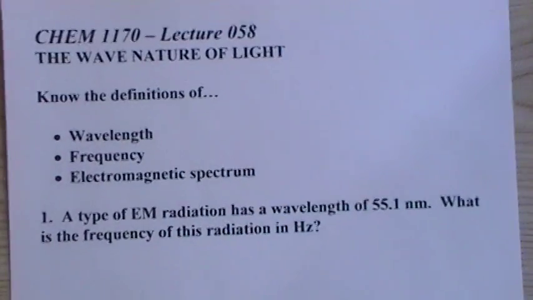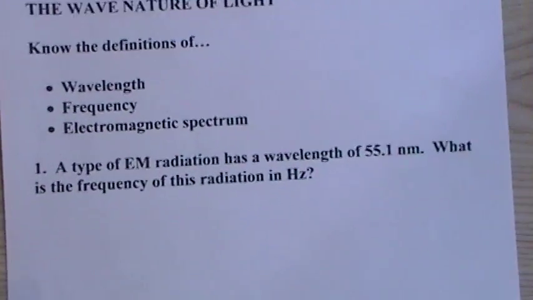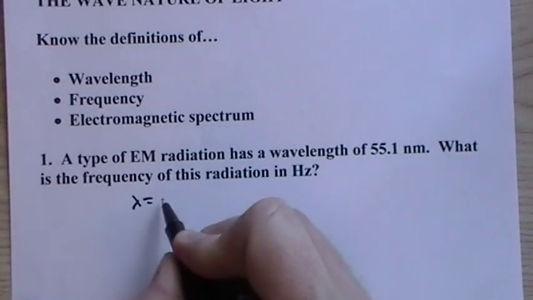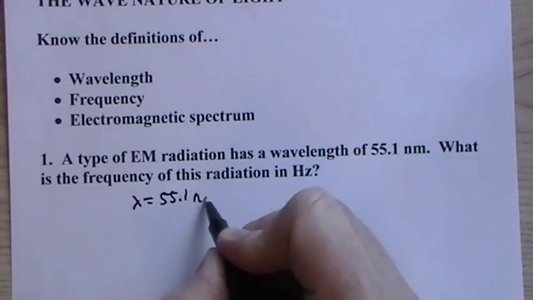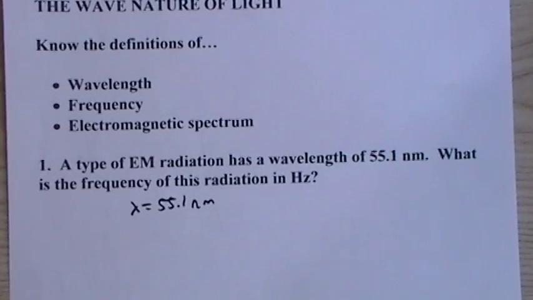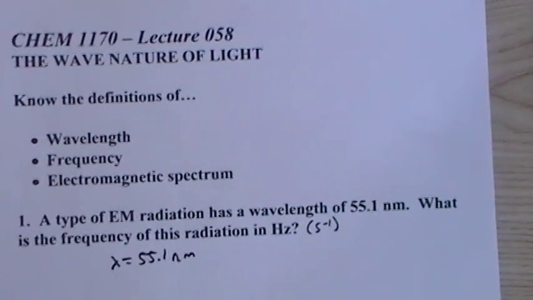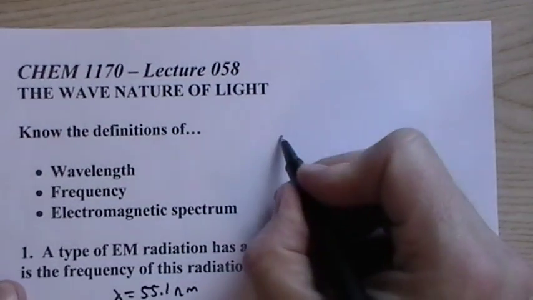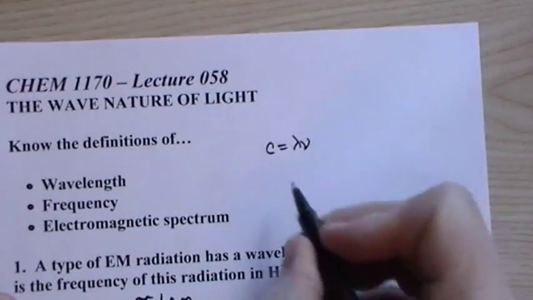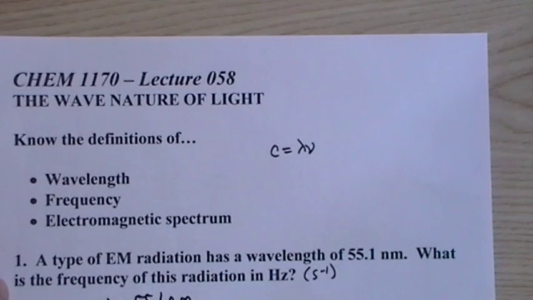Okay, so a type of EM radiation has a wavelength of 55.1 nanometers. What is the frequency of radiation in hertz, or in other words, inverted seconds? Both of those mean the same thing. So we're going to be using this equation: the speed of light is equal to the wavelength times the frequency.